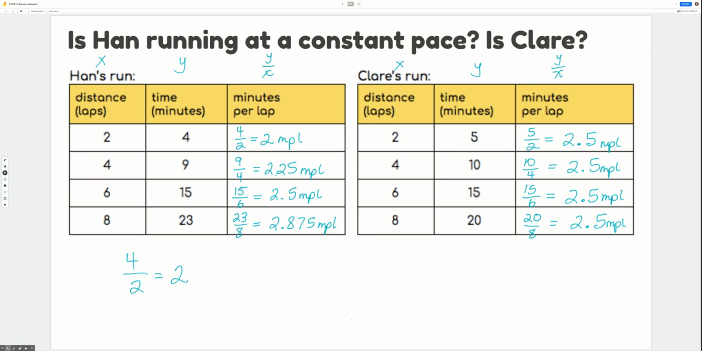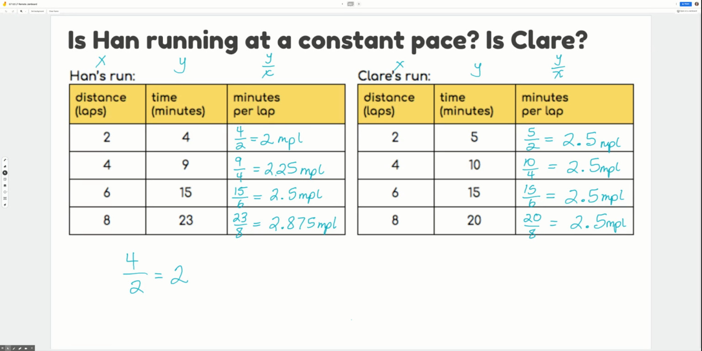So what we can do is answer the question. Number 1 at the bottom asks about Han running at a constant pace, and we can say no, he does not. His times change every lap. And Claire, we know, is running at a constant rate. We know that she's running at a constant pace of 2.5 minutes per lap.